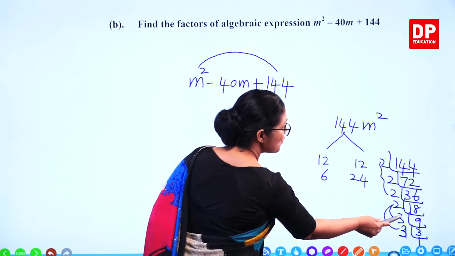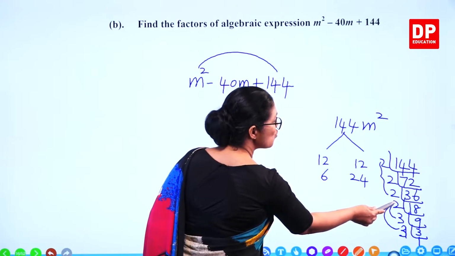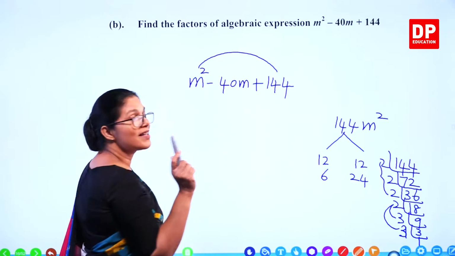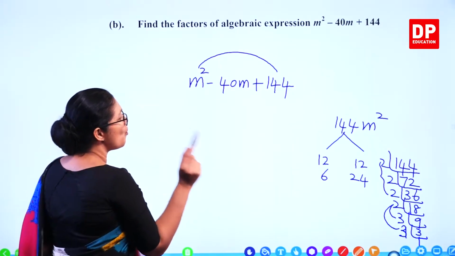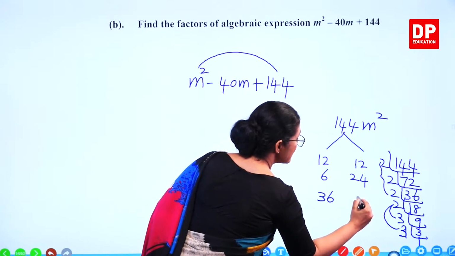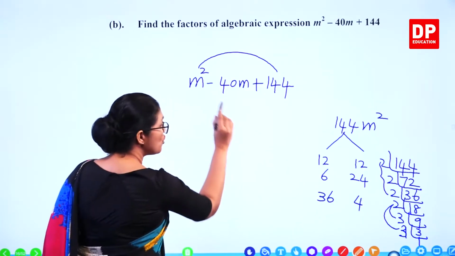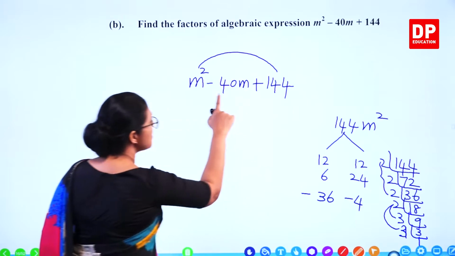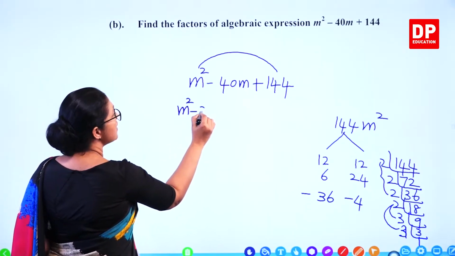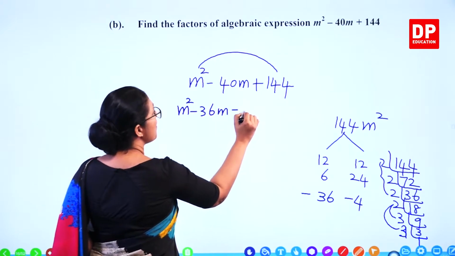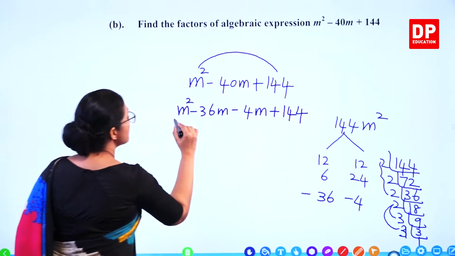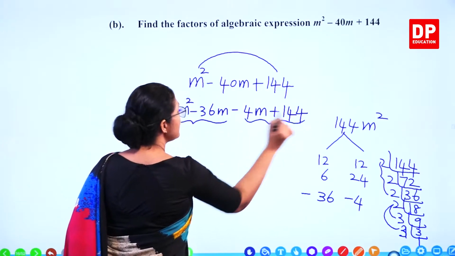Let's see, 3 times 3, 9. 9 times 2, 18. 18 times 2, 36 and 4. 36 and 4 you are getting. So we can split the middle term into 36 and 4, but both should be minus because the middle term is minus. So split the middle term: m squared minus 36m minus 4m plus 144. Take two at a time and factorize.